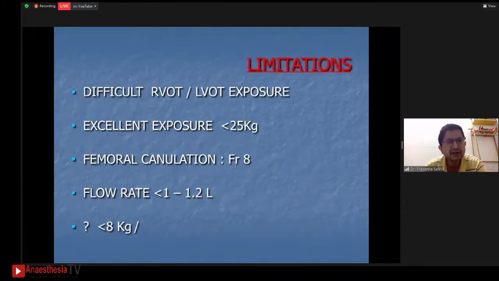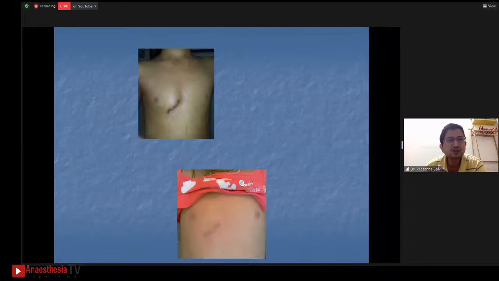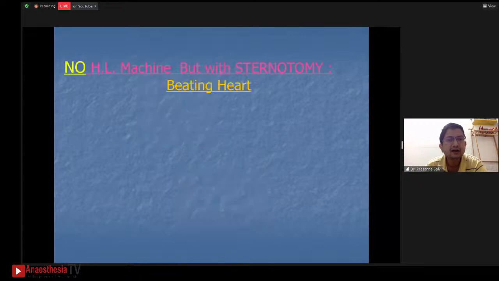So what are the limitations we have? With this minimally invasive approach, we might not be able to expose the RVOT or the LVOT. We get excellent exposure only in children who are less than 25 kgs. Usually we prefer a smaller femoral cannulation because we don't want vascular injuries. Because of this small femoral arterial cannula, the flow rate maintained by the perfusionist is usually around 1 to 1.2 liters, and it usually cannot be done in children less than around 8 kgs.